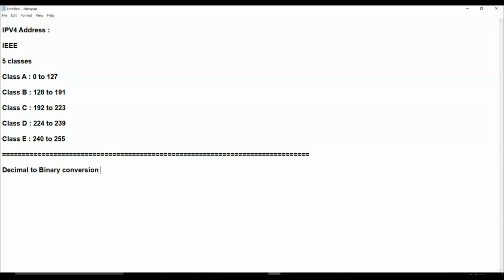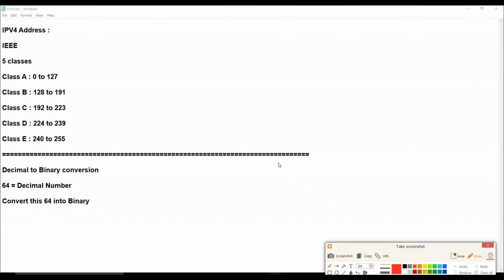In that regard, if I give you any decimal number, say I give you a number as 64, right? 64 being a decimal number. Now, if I need to convert that number into binary, right? So if I say convert this 64 into binary representation, normally what we do is, let me take out my pen. So what we usually do is we take this number 64, right? And then to get the respective binary, we actually divide this number by a factor of 2, right?